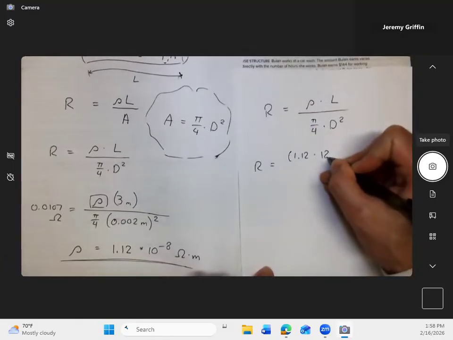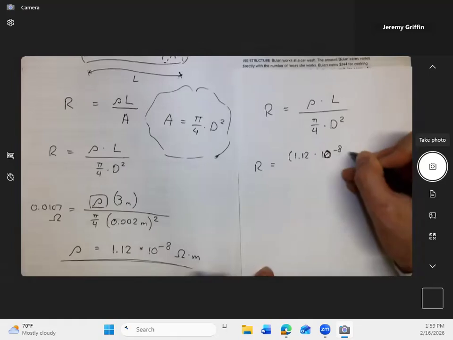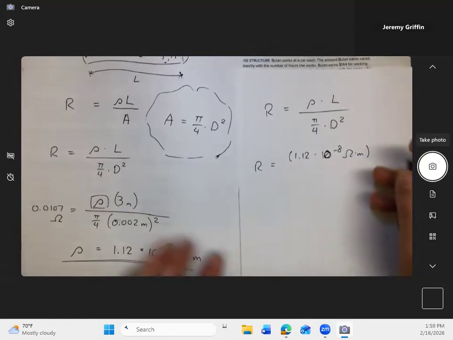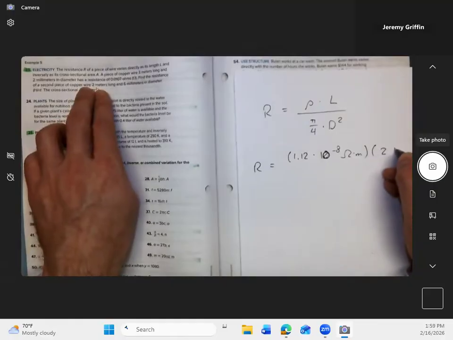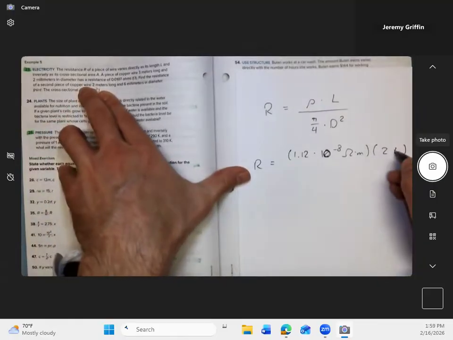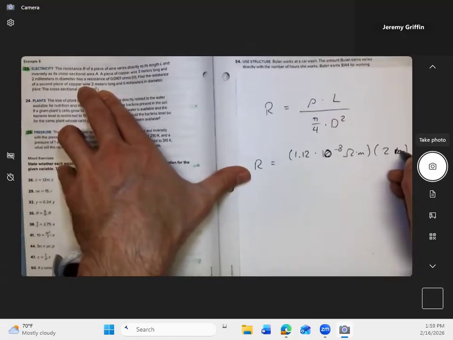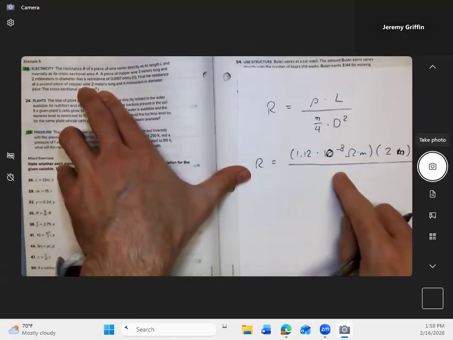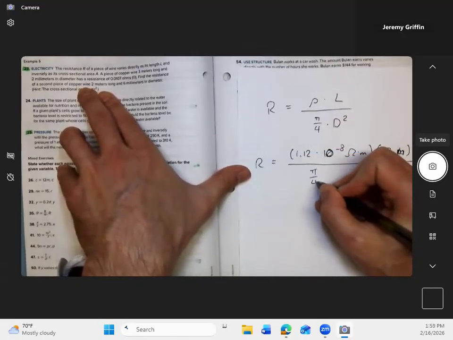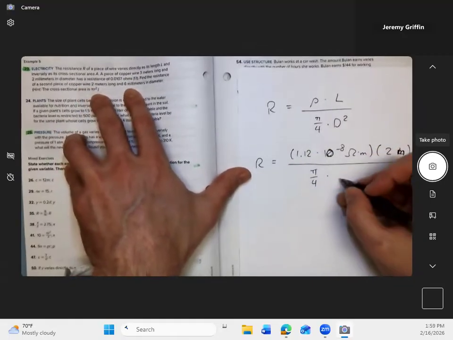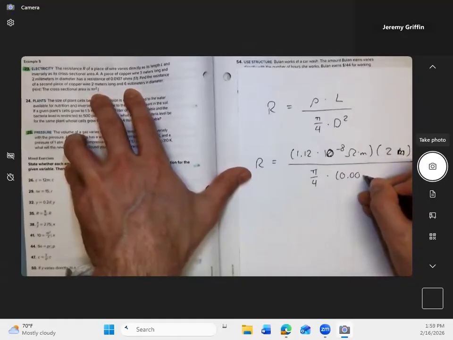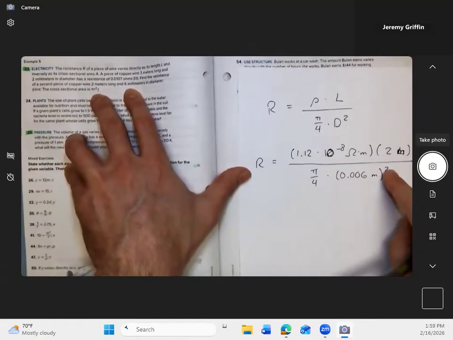1.12 times 10 to the negative 8. That's ohm meters. Did it tell us the length of this wire? Yeah, it said 2 meters long. So where the L goes for length, 2 meters. We're dividing by, got a pi over 4 down here, and then diameter squared, 6 millimeters diameter. I'll call that 0.006 meters. And then don't forget to square that, really important detail.